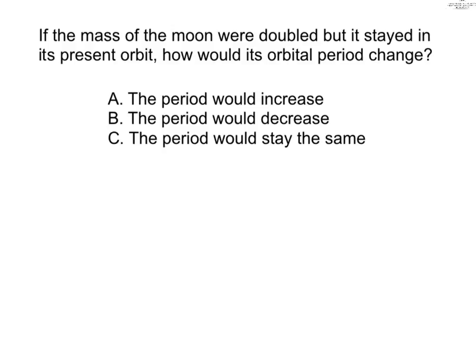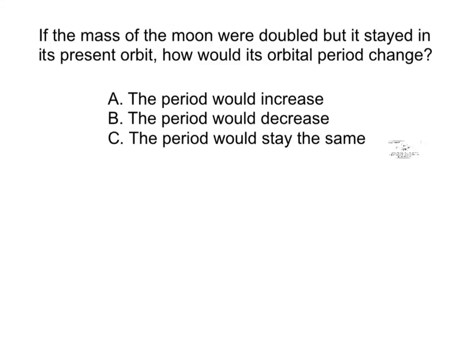So to end, we have a question. If the mass of the moon were doubled, but it stayed in its present orbit, how would its orbital period change? Pause the video for a moment, think about this before continuing and seeing the answer.